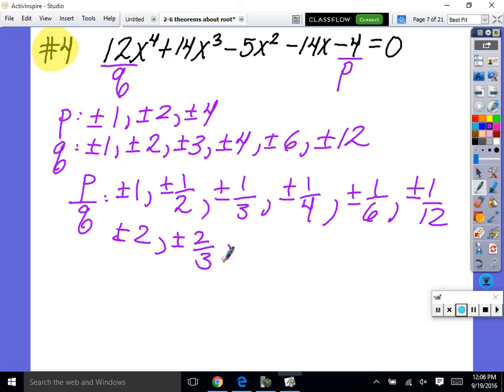All right, moving on to 4. Did I miss anything? 4 over 1 is 4. 4 over 2 is 2. We've already listed 2. 4/3, we have not listed that one. And 4/4 is 1. We've listed that. 4/6 is 2/3. We've listed that. 4/12 is 1/3. We've listed that.